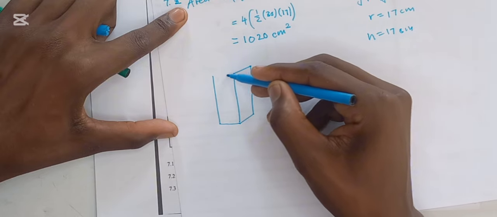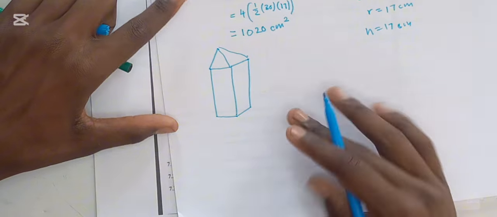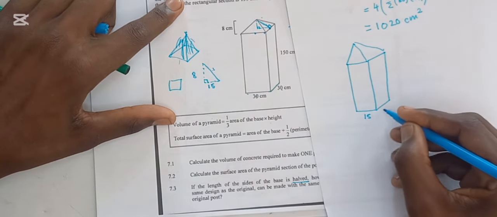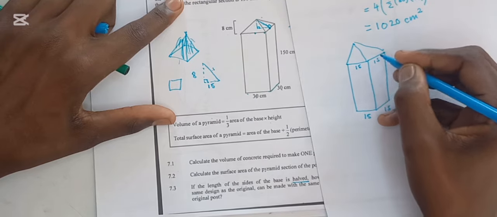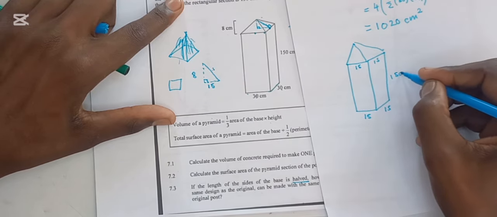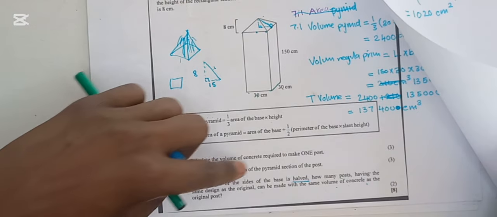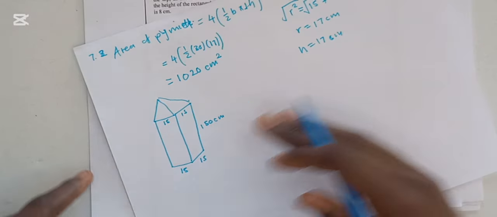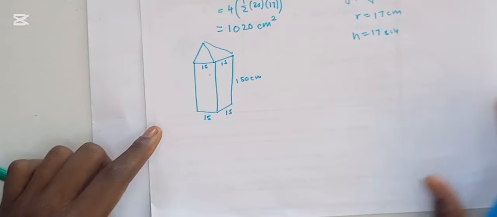This rectangular prism of ours now has been halved. The side of the base means here is going to be 15, here is 15 also, and also here is 15, but this one remains 150 centimeters. So they want to know the volume of the new design. In other words, they want the volume of this one.